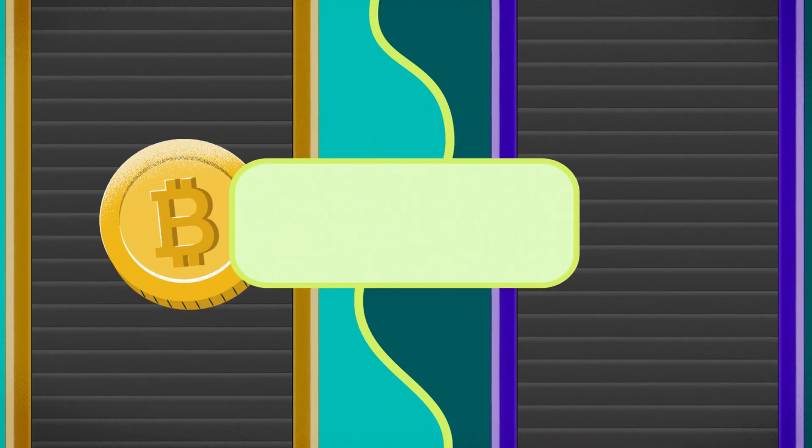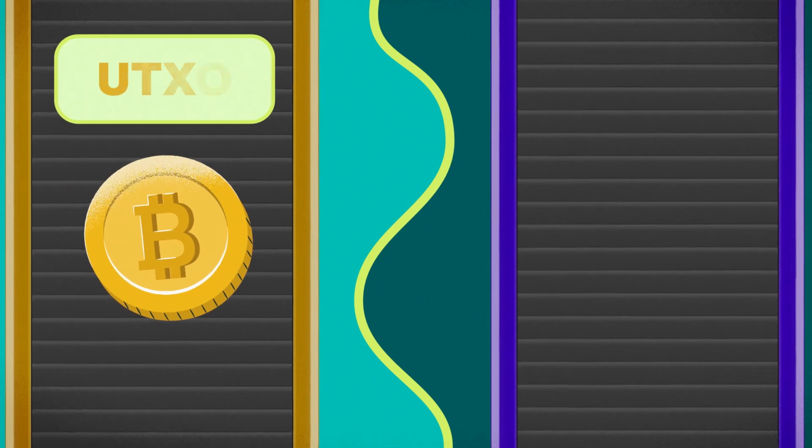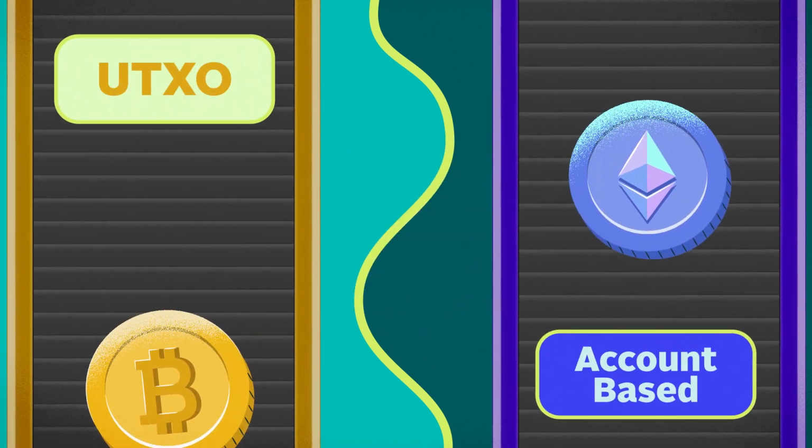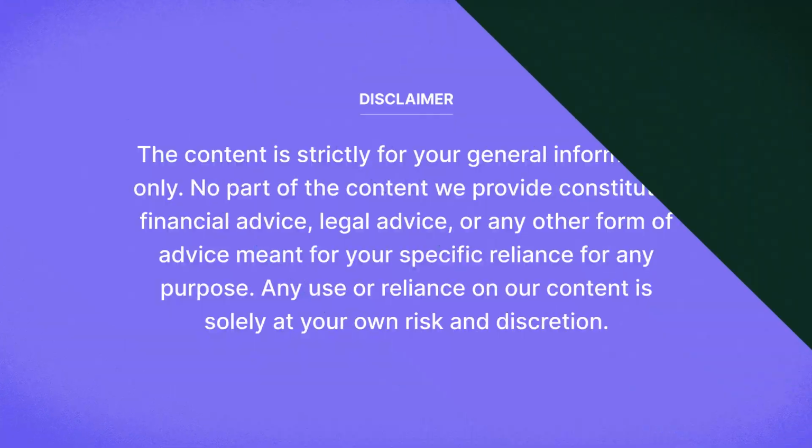Bitcoin operates on the unspent transaction output, or the UTXO model, while Ethereum uses the account-based model. Let's explore how they differ.